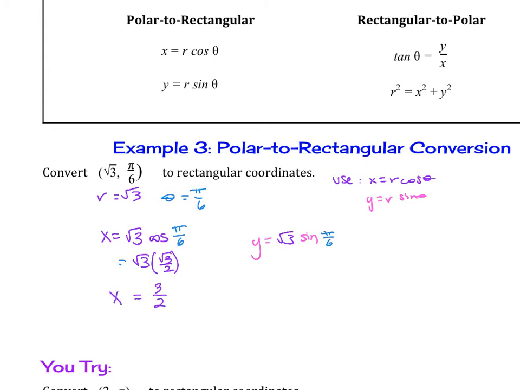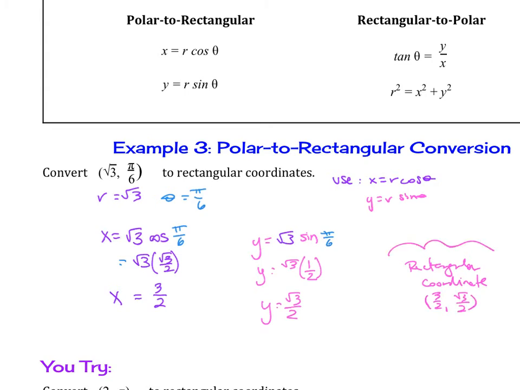That's our x. Then for y, that's root 3 times sine of pi over 6. Sine of pi over 6 is 1/2, so y equals root 3 over 2. So our rectangular coordinate is (3 over 2, root 3 over 2).